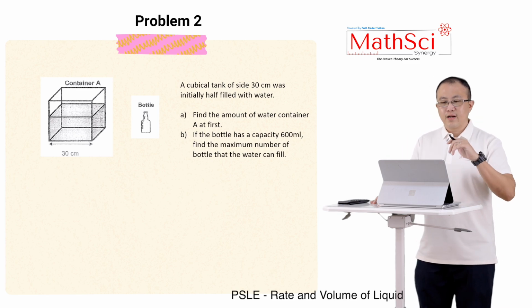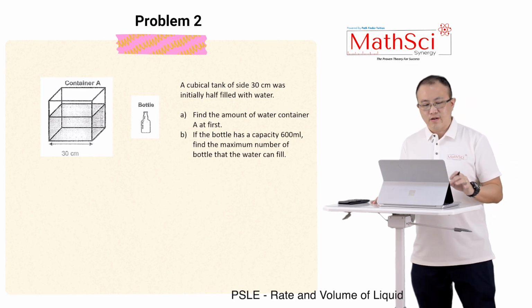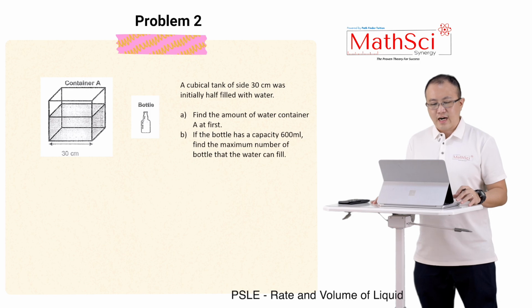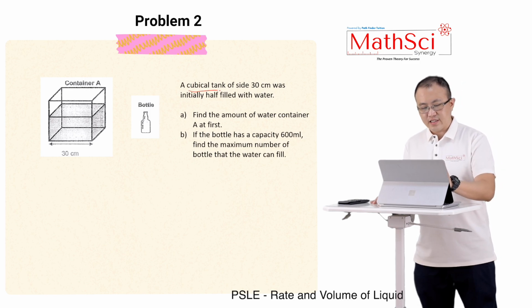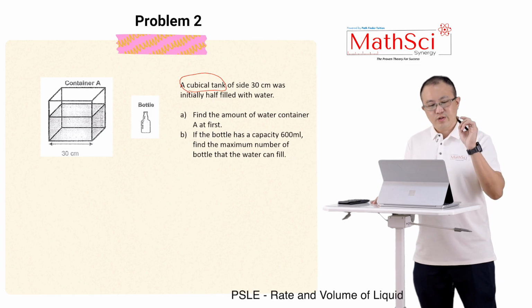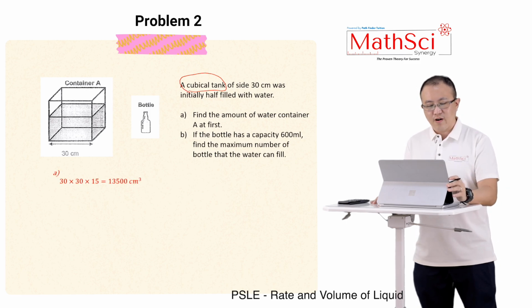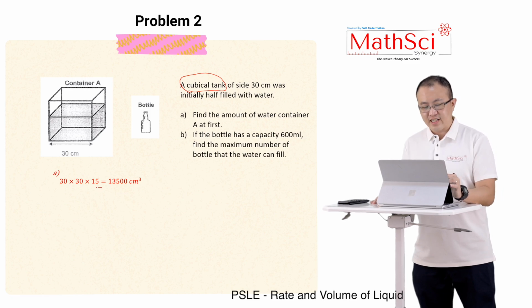Okay, so that's problem number 1. Let's look at problem number 2, involving volume of liquid. So in this question, you are asked to find the amount of water in container A first. And once again, they say that this is a cubical tank. So which also means that to find the water, all I need to do is take 30 times 30, but I did not times 30 at the end.